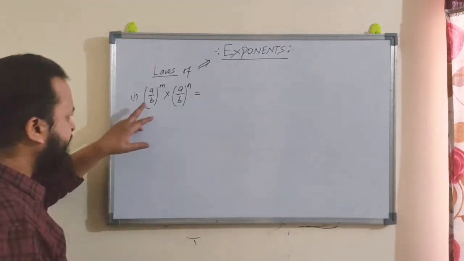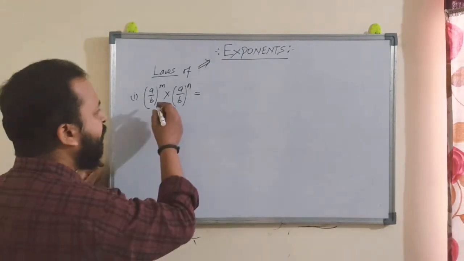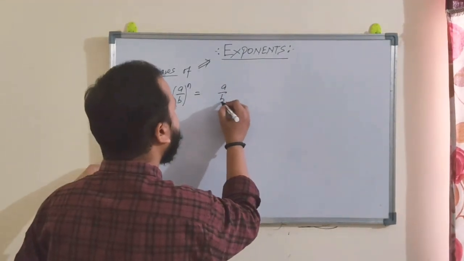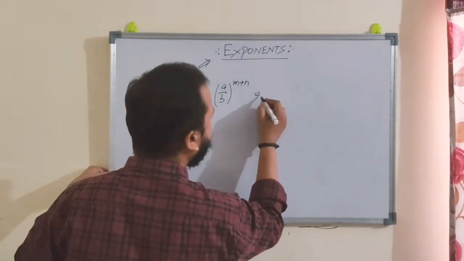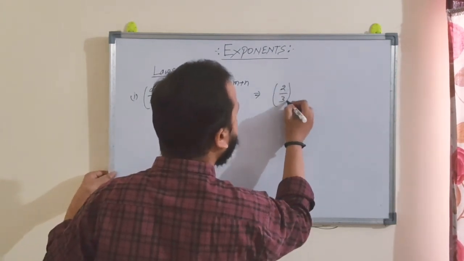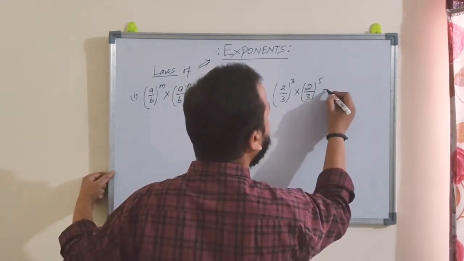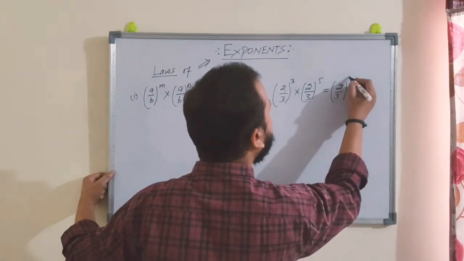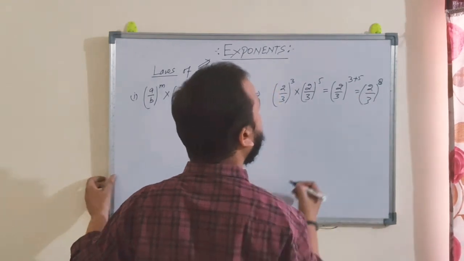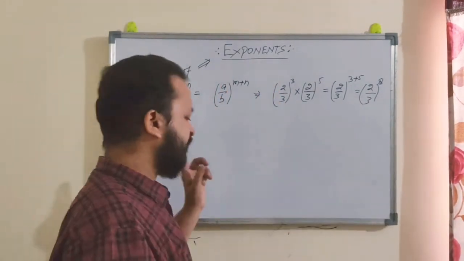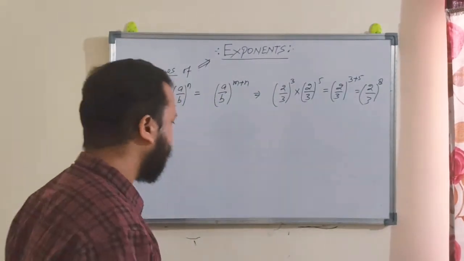Here you can see that the bases are the same. So if the bases are the same, powers are different, and a product sign is there, you can just add the powers, so m plus n. If you take the example, suppose 2 by 3 raised to the power 3 multiplied by 2 by 3 raised to the power 5, you can write it as 2 by 3 raised to the power 3 plus 5, that is 2 by 3 raised to the power 8. So this was the first law. Now the second law is the division part.